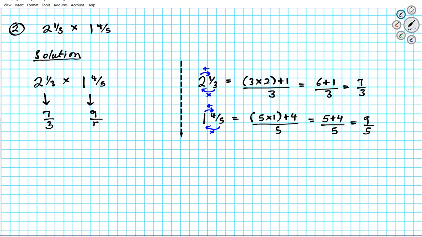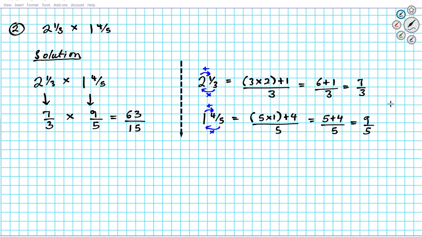So we're done with step 1 of multiplying mixed numbers, which is converting those mixed numbers into improper fractions. The next thing we're going to do is multiply numerator times numerator, denominator times denominator. 7 times 9 is 63. 3 times 5 is 15. Bam. Okay.